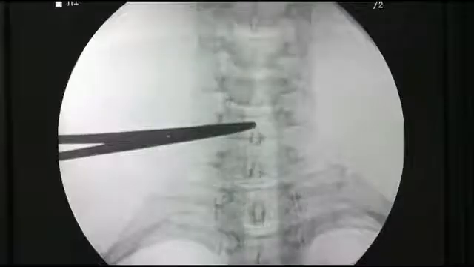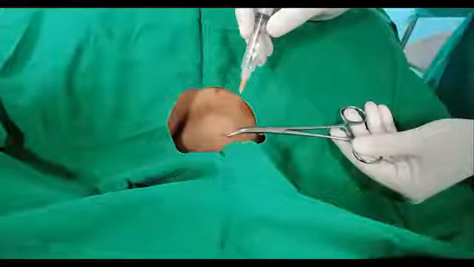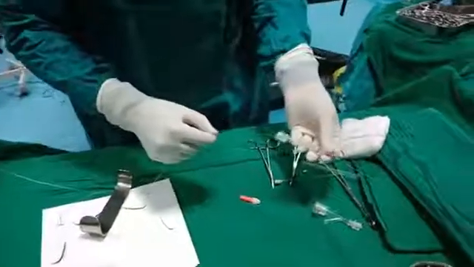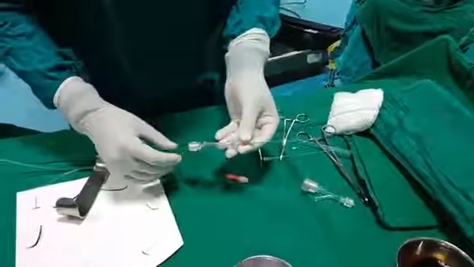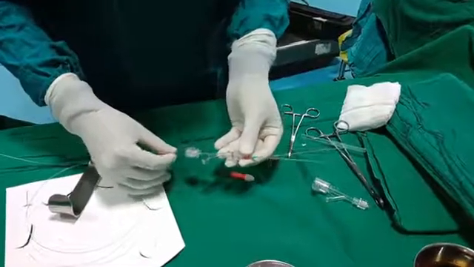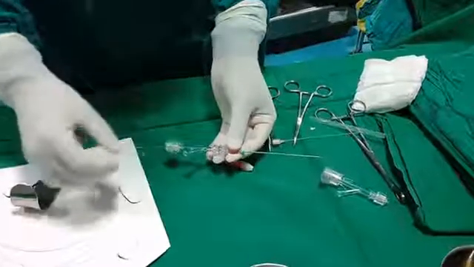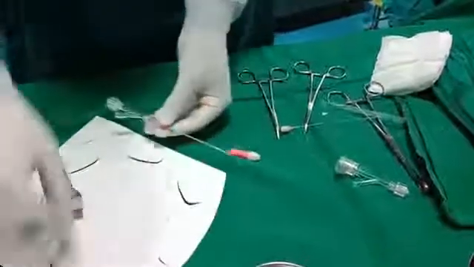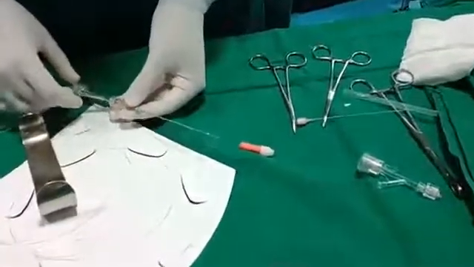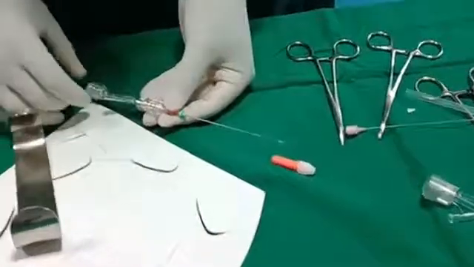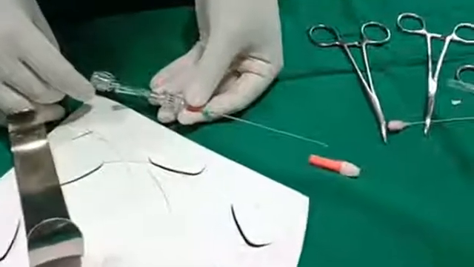Let's start PLDD C56. Local anesthesia is given superficially at the midline. After giving local anesthesia, it's time to prepare the needle laser fiber set. A 10 cm 18 gauge spinal needle is connected with the Y connector. Now the laser fiber is inserted into the needle, and we have to see that the firing portion of the laser fiber should not come out more than 3 to 4 mm ahead of the needle tip.